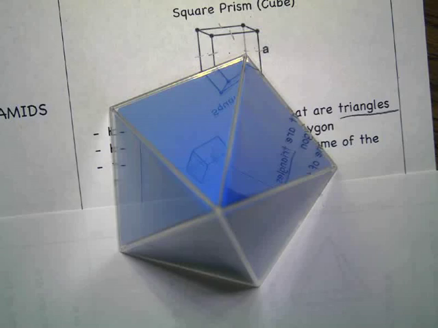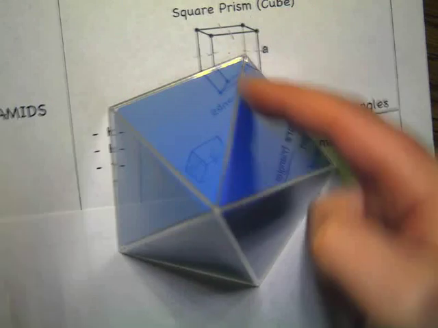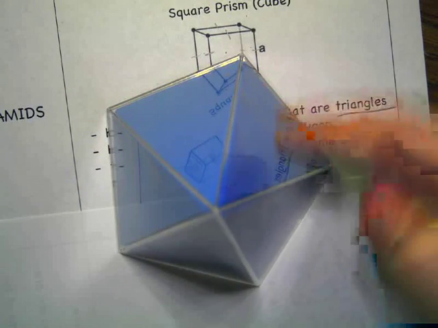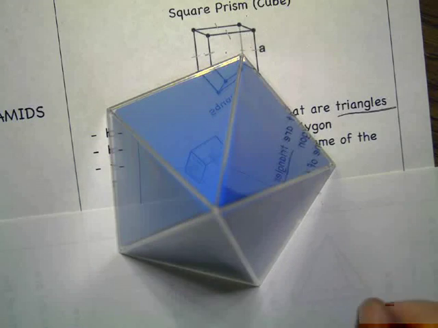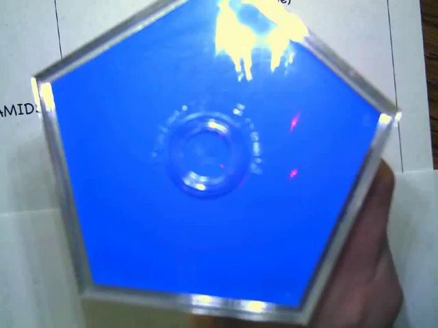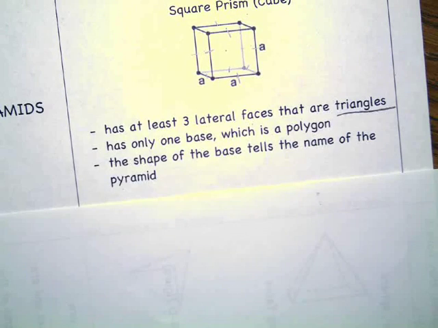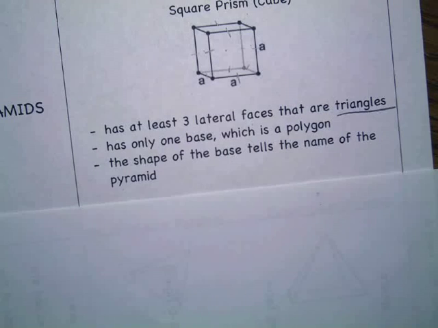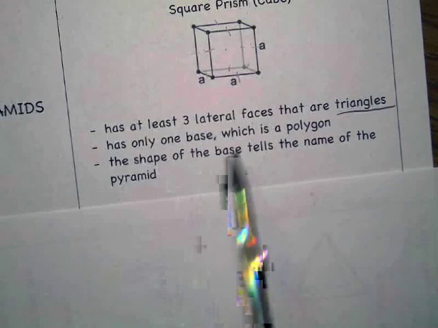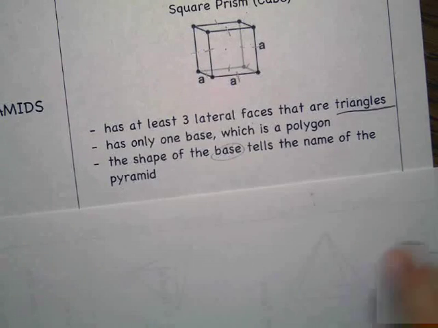This is also a pyramid. It has 1, 2, 3, 4, 5 faces. And it's a pentagonal pyramid. So the base of your pyramid can be any shape as long as it's a polygon. And the number of sides of the base is going to tell you how many actual faces you have. And the name of this base, again, tells you the name of the pyramid.